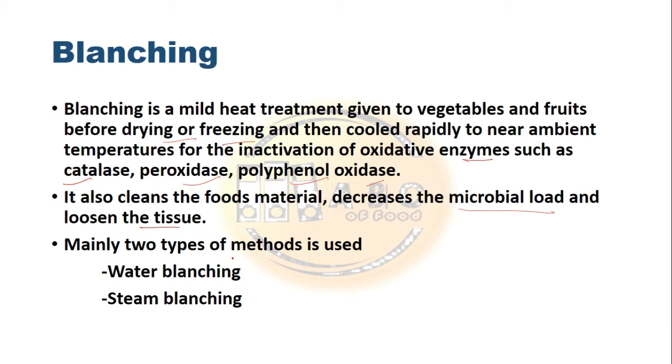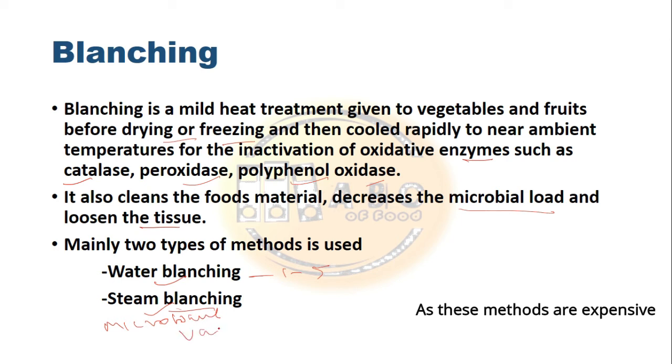There are mainly two types of method which are commonly used: water blanching and steam blanching. In water blanching, fruits and vegetables are soaked in boiling water for 1 to 5 minutes depending on the product. And in steam blanching, the food material is passed through a tunnel full of steam using conveyor belts. Other types of method which are not commonly used are microwave blanching, vacuum blanching, and third is individual quick blanching.